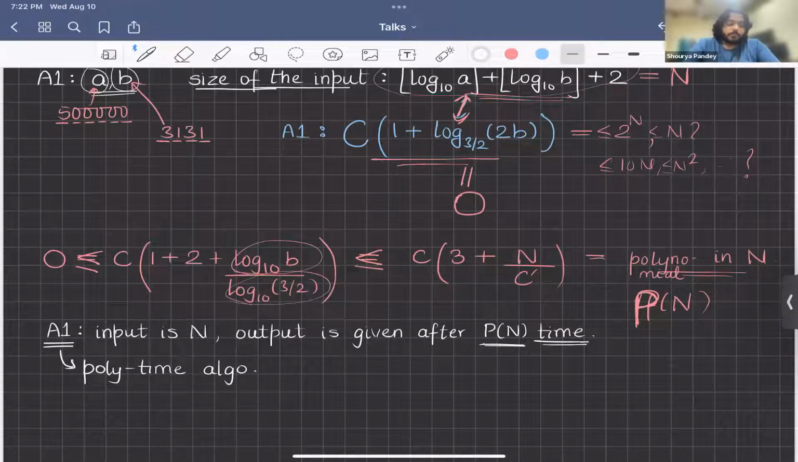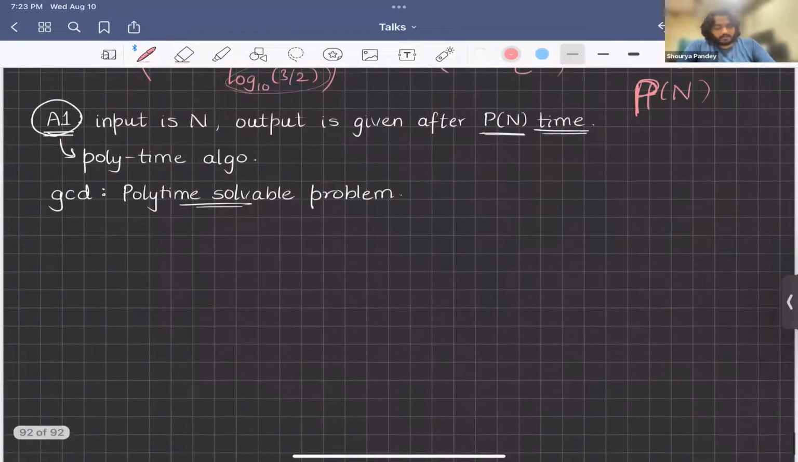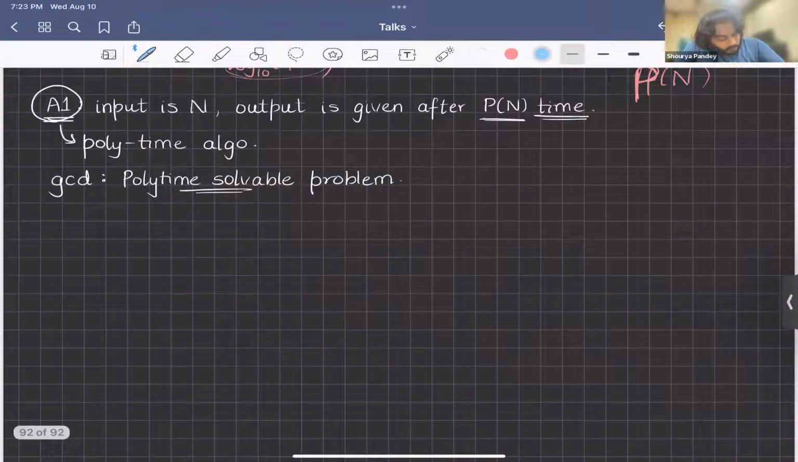And problems for which there exist polynomial time algorithms are called polynomial time solvable problems, right? So therefore, since I have a polynomial time algorithm to find the GCD, the GCD problem is a polynomial time solvable problem. And there are many such problems. Let me give you one more. Let's discuss 2 or 3 examples.